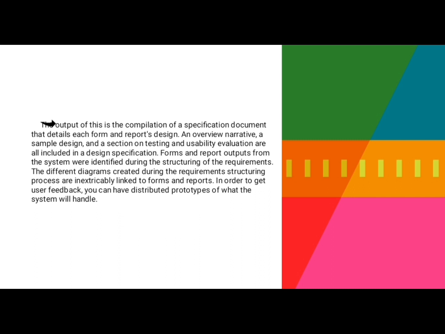An overview narrative, a sample design, and a section on testing and usability evaluation are all included in a design specification. Form and report outputs from the system were identified during the structuring of the requirements. The different diagrams created during the requirement structuring process are inextricably linked to forms and reports. In order to get user feedback, you can have distributed prototypes of what the system will handle.